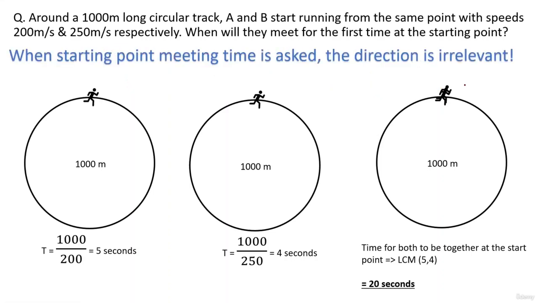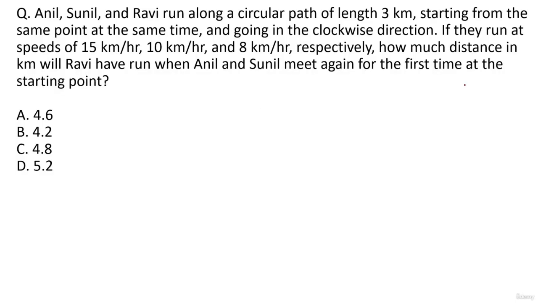The best part is that it is irrespective of the distance they are traveling. All n people can travel in the same direction, opposite direction, or mixed, it makes no difference. So when the starting point is asked, the direction is irrelevant. You have to find out the individual time for them to reach the starting point and take their LCM. It's as simple as that.